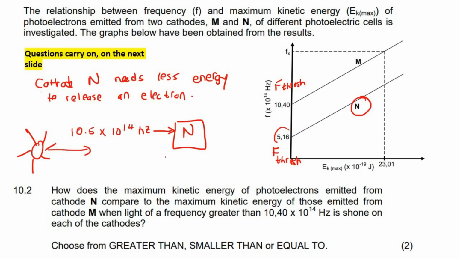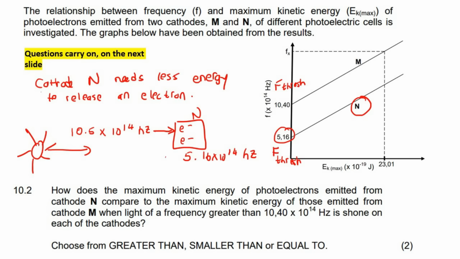Now, 5.16 times 10 to the 14 of this energy is going to be used just to release the electrons. Remember, that's the threshold frequency. So that is how much energy will be used just to release the electrons. So how much energy will be left over after that?